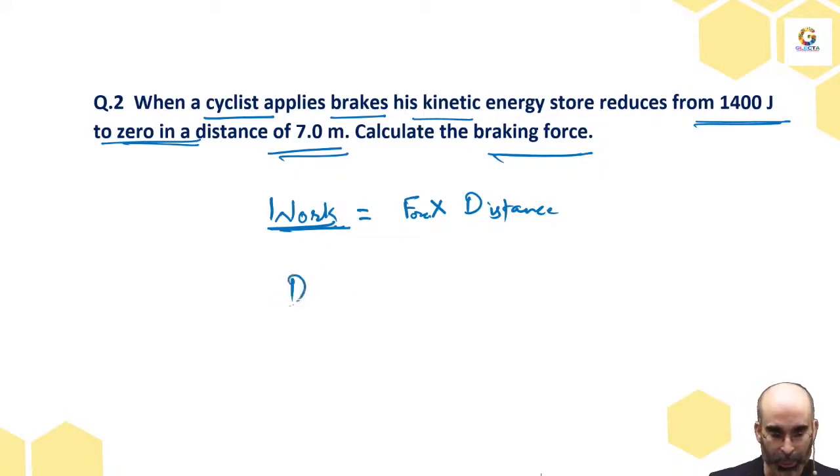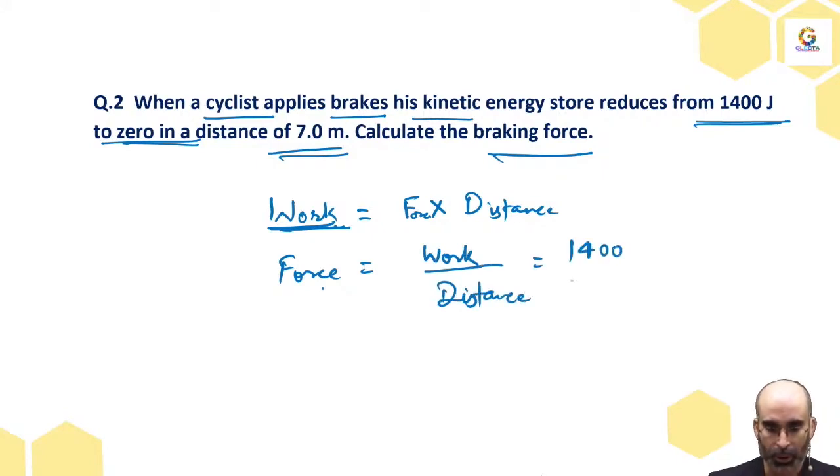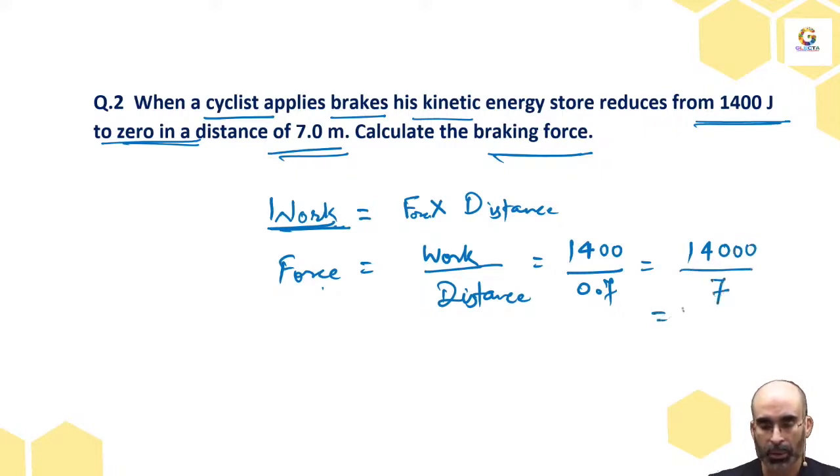So distance is given, and we have to calculate force. Can you calculate? Work divided by distance, right? Yes, you did it right. What's the answer? 1400 divided by 7 comes as 200 Newton. What's the SI unit of force? Newton. Always keep this in mind.